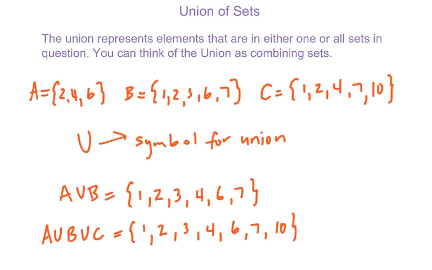So we would have combined sets A, B, and C, and that's union. So A union B union C gives us a set that contains elements 1, 2, 3, 4, 6, 7, and 10.